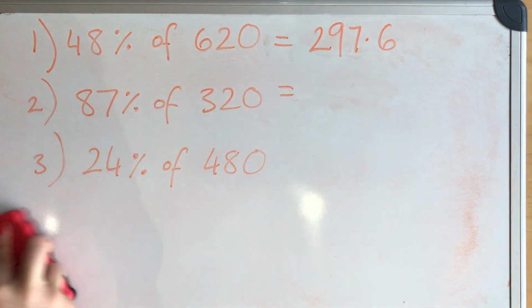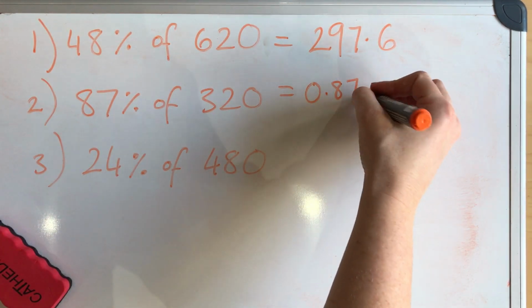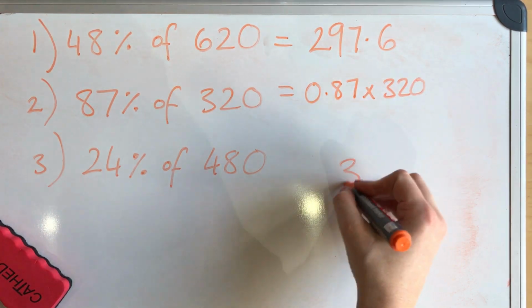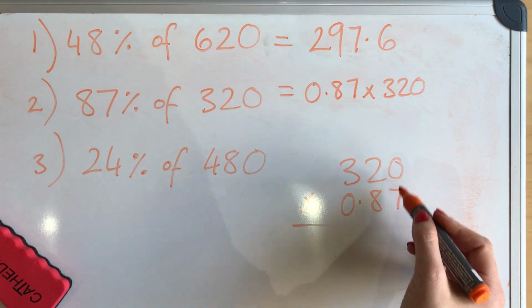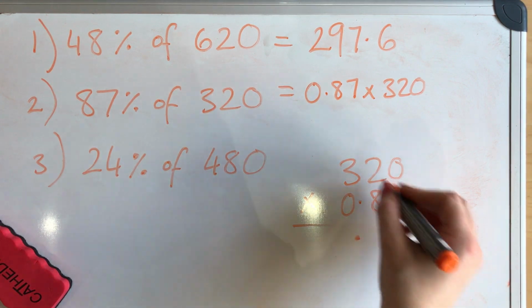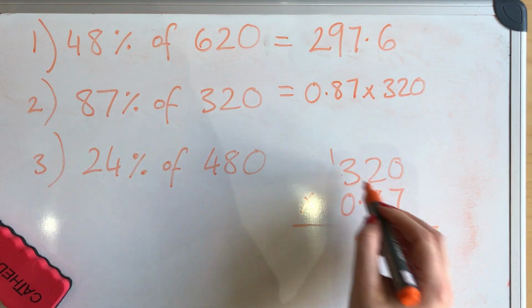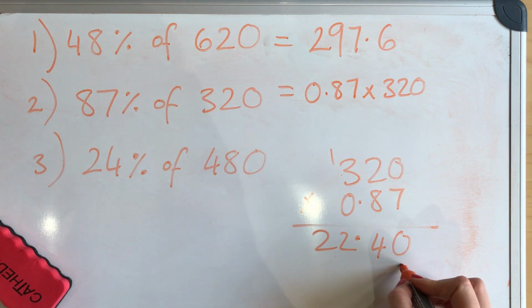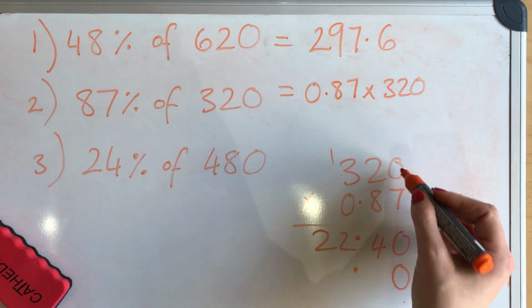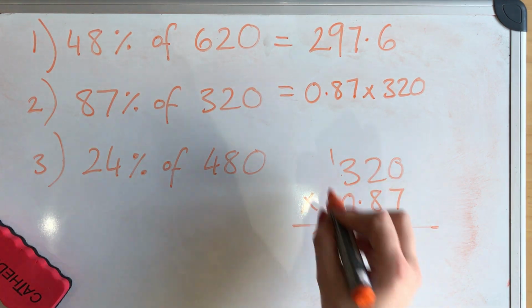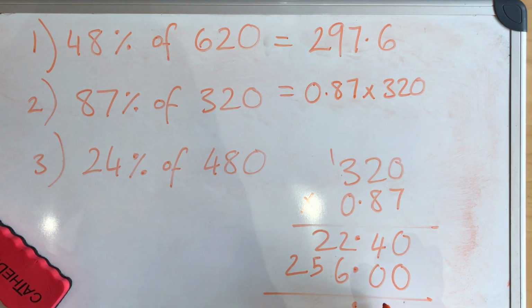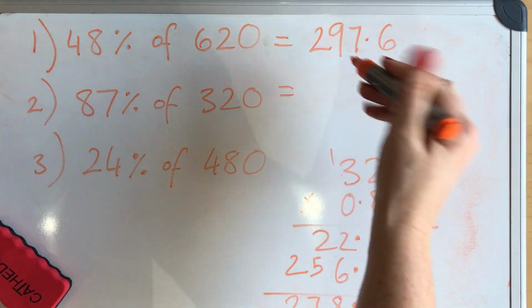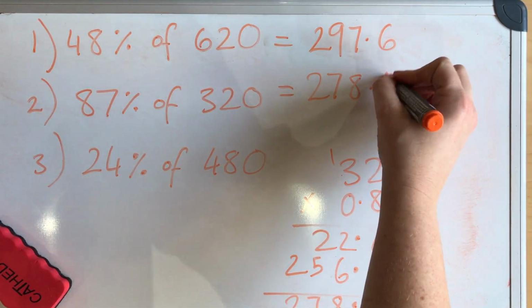And then the next one, so we're doing 0.87 multiplied by 320. So 7 multiplied by 0 is 0, 14, carry the 1, 21, 22. Put our 0 in and our point. So that's another 0, 16, carry the 1, 25. So that's going to be 278.4.